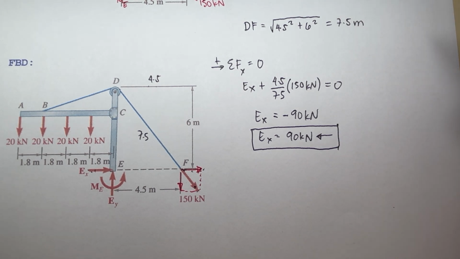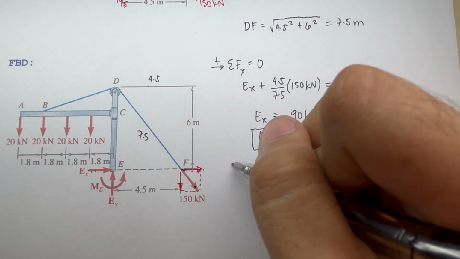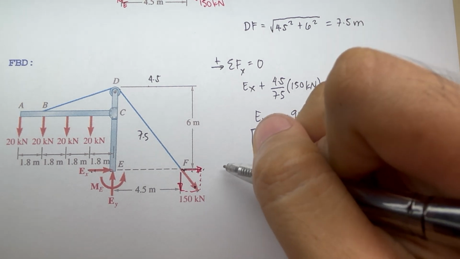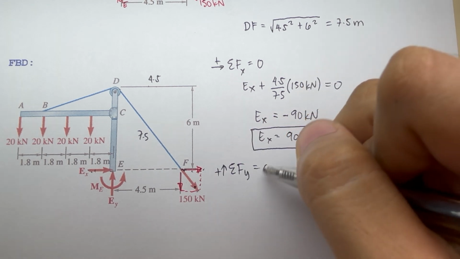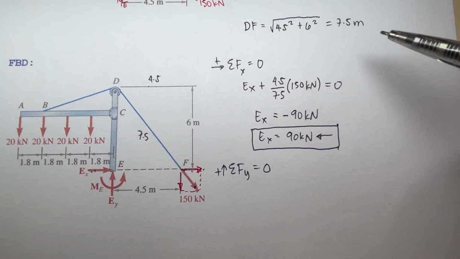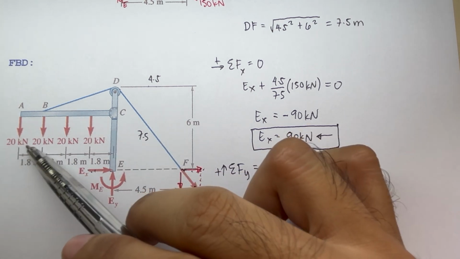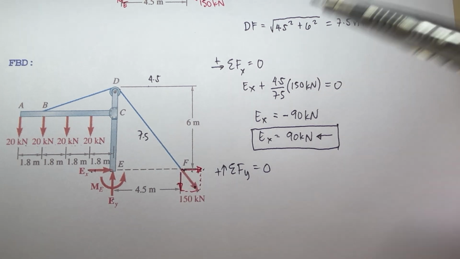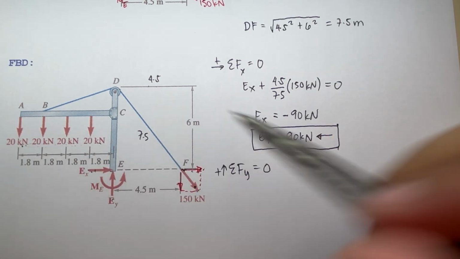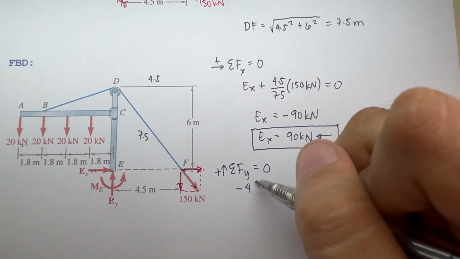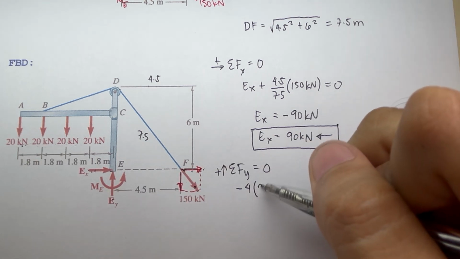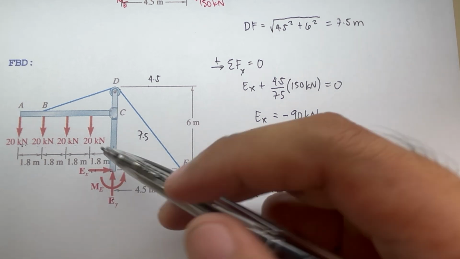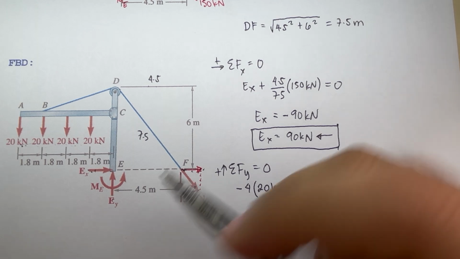Okay? Now let's have summation of forces along Y, positive upwards, equal to 0. So what are the forces? We have the 420 kilonewtons, this EY, and the component of 150 along Y. The loads are negative, so negative 420 kilonewtons. And then we have EY assumed to be directed upward, so positive EY. And then lastly, this one here.